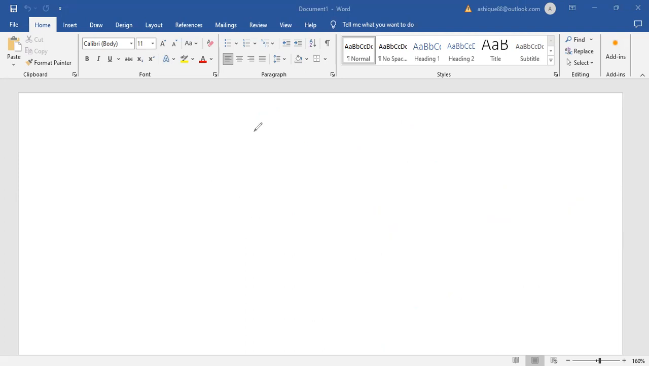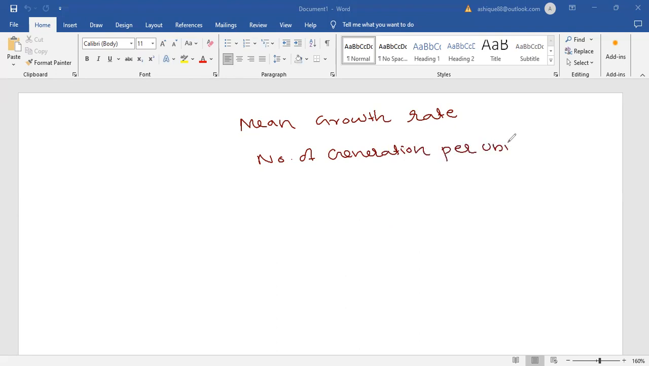So from the same equation, we can make another equation also. That is the mean growth rate. What is the mean growth rate? How can we find it? Mean growth rate is the number of generations per unit time. That is the mean growth rate, equal to mu.